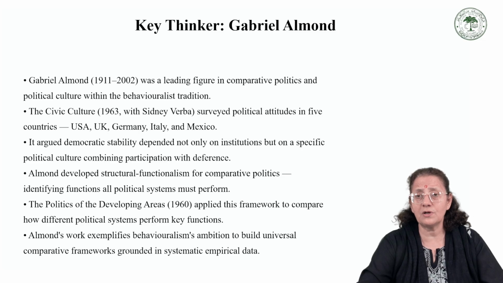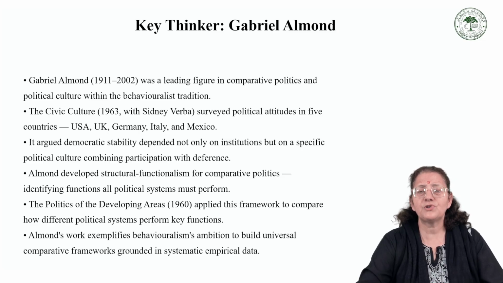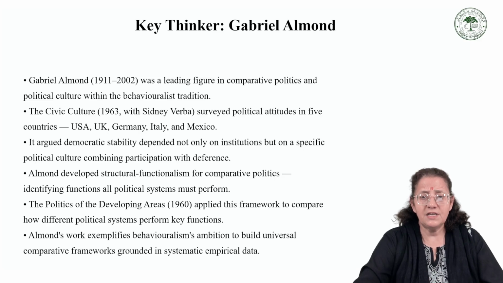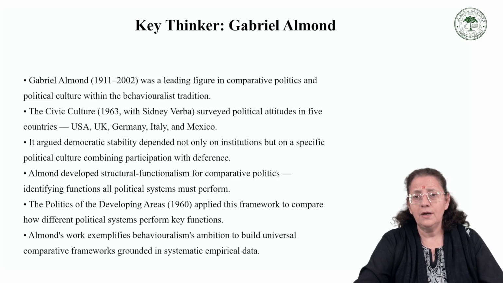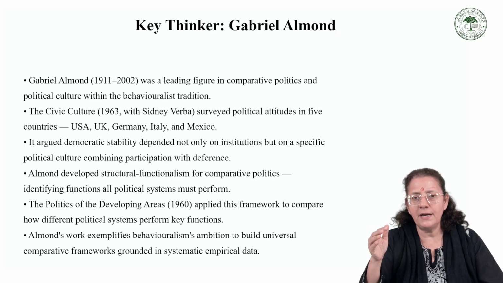Almond's most influential work was done in collaboration with Sidney Verba in The Civic Culture, published in 1963. The study surveyed political attitudes and democratic orientations in 5 countries, the United States, UK, Germany, Italy, and Mexico, and used the resulting data to argue that democratic stability depended not only on formal institutional arrangements, but also on a specific political culture that combined civic participation with deference to authority.